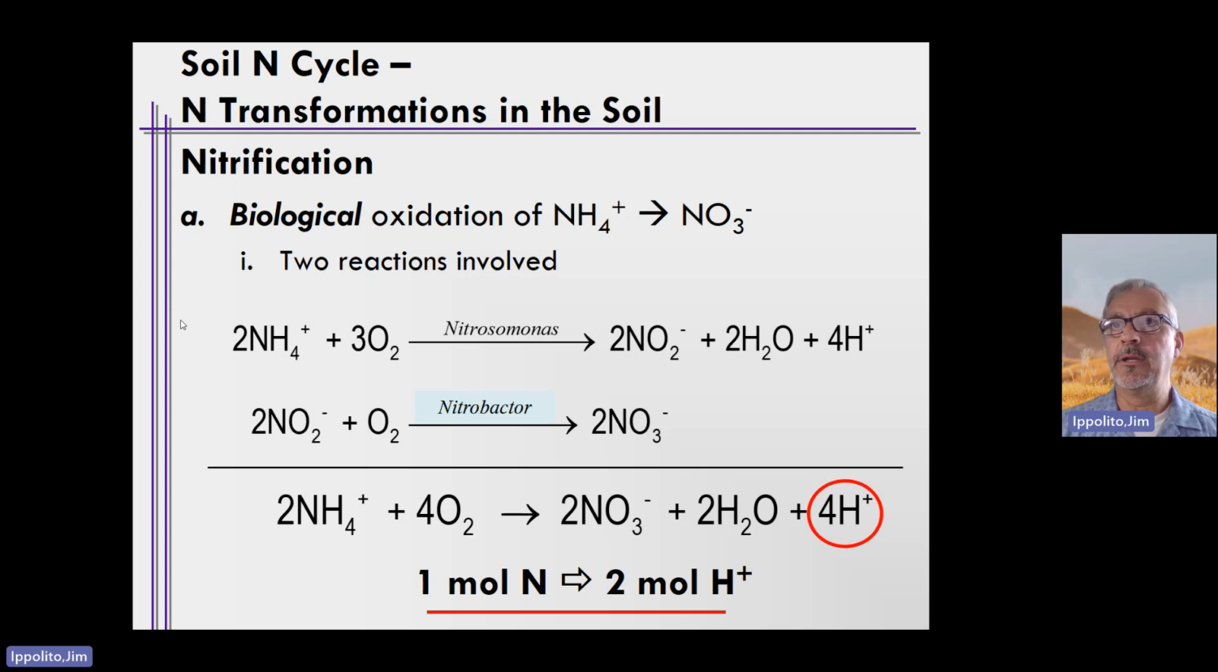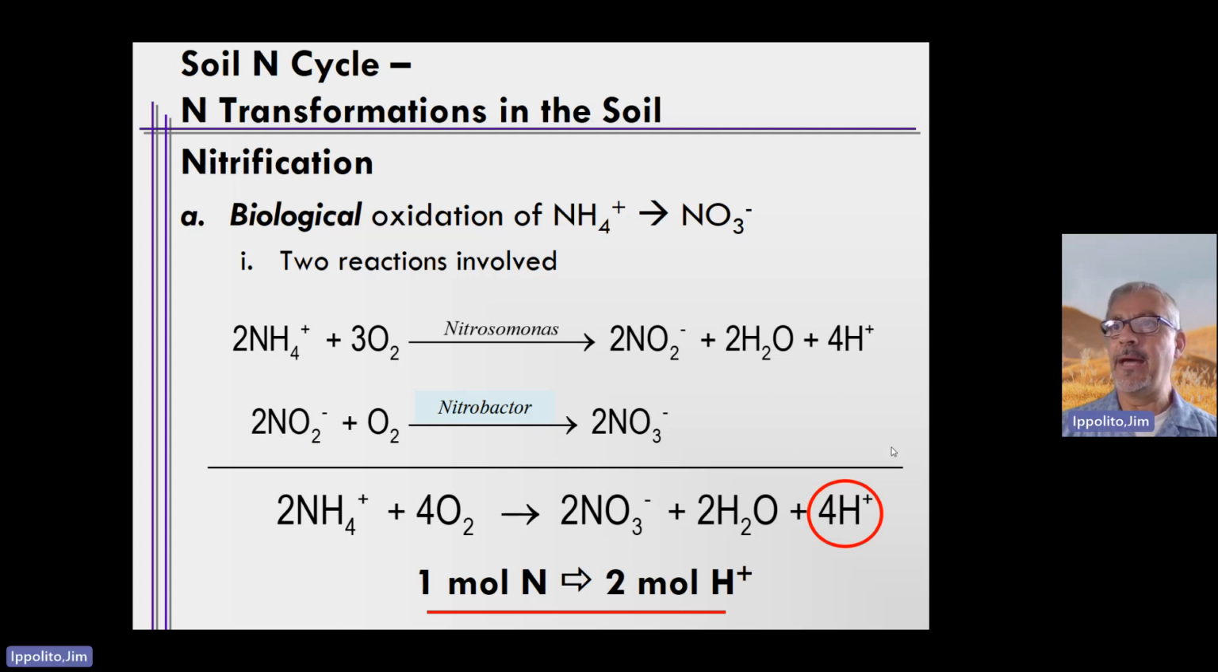The first reaction is simply taking ammonium, which is the product from mineralization, in the presence of oxygen and a microorganism called Nitrosomonas. There are several others that are found in soils, Nitrosolobus, that convert ammonium to nitrite plus water plus, look at this, acid. Plants do not take up nitrite. So there's another bacteria called Nitrobacter that converts nitrite to nitrate.